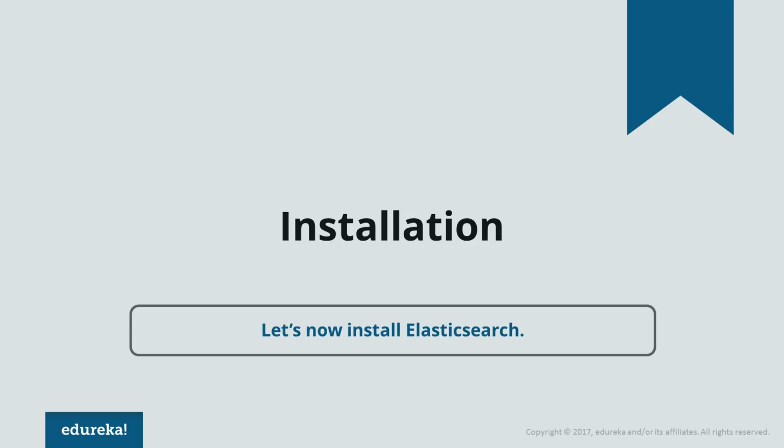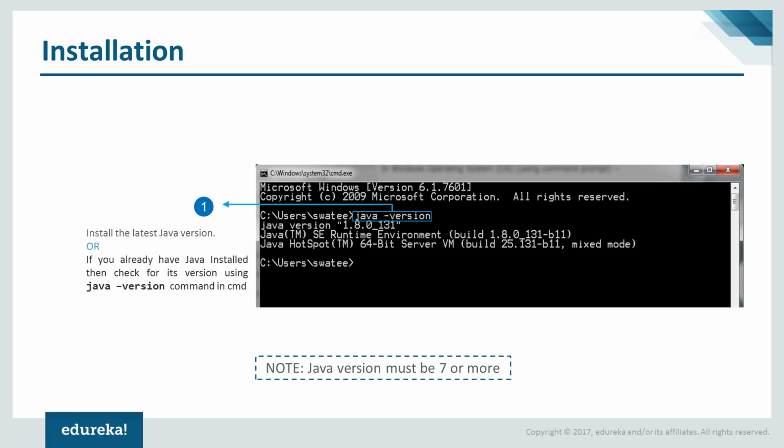Let's quickly go through the installation. We will be going through the installation of Elasticsearch on a Windows platform, where you need to have Java installed first of all. Once you install Java, the best way to check if everything is running fine is to execute a command in the command prompt, java -version. It will give you an output like this. This means that Java is installed properly and the environment variables are properly set. One thing we have to keep in mind is that the Java version must be 7 or more. It should not be less than 7. So this is something which you have to keep in mind.